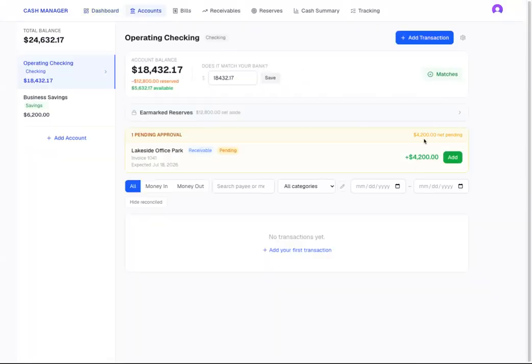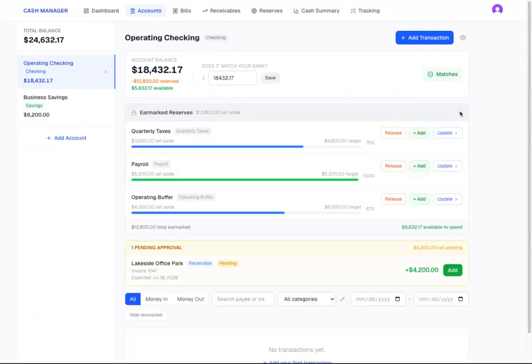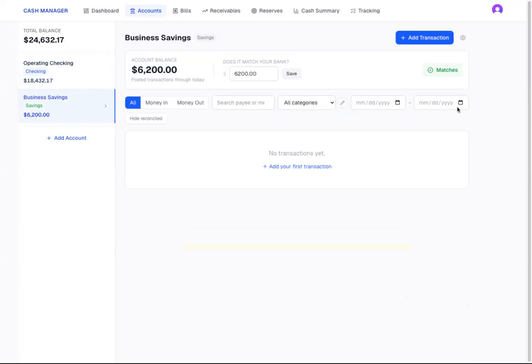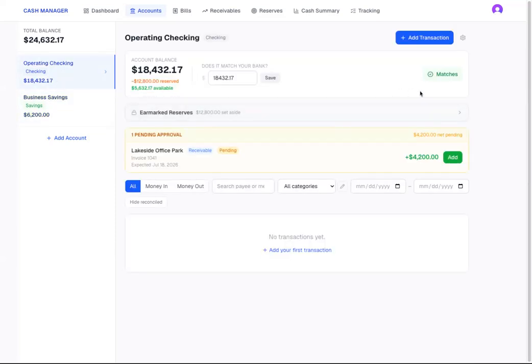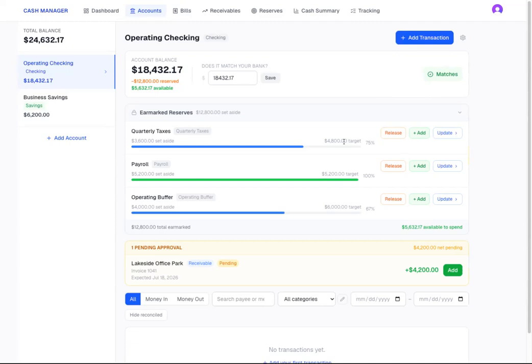On the account screen, which we'll go over in a later video on how to add transactions, you can start to see how the reserves are applied to that account. We didn't set any up for the savings account, but you can see how the reserves show up here, so you can always remember what it is that you're working towards. And I'll go into more detail on adding to that and using those funds in a later video.